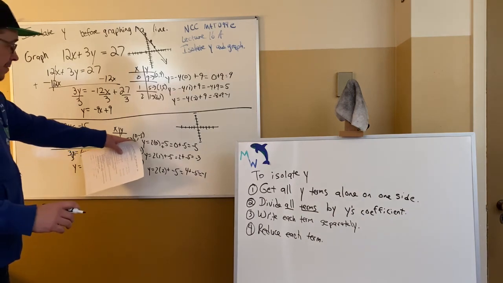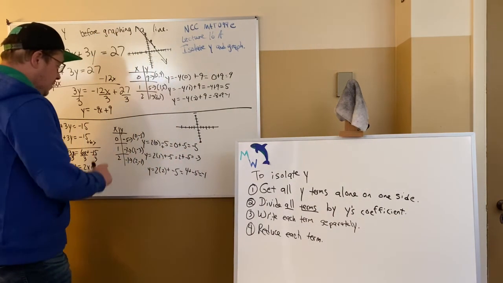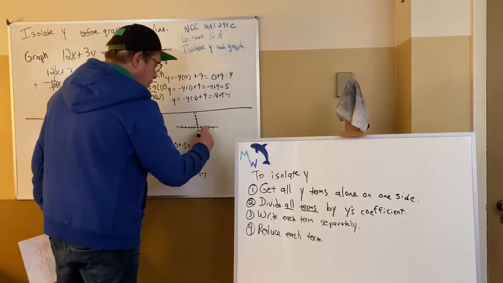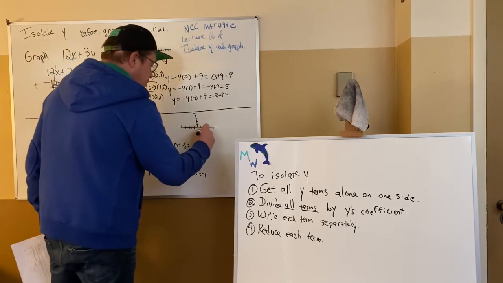0, negative 5 is, don't go across at all, but go downward until you hit negative 5. 1, negative 3, go to the right 1, go downward till negative 3. And 2, negative 1 goes 2 to the right and downward 1.